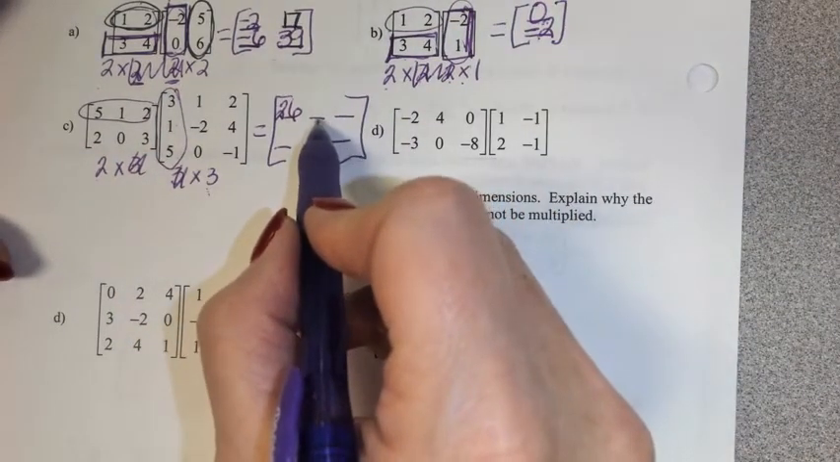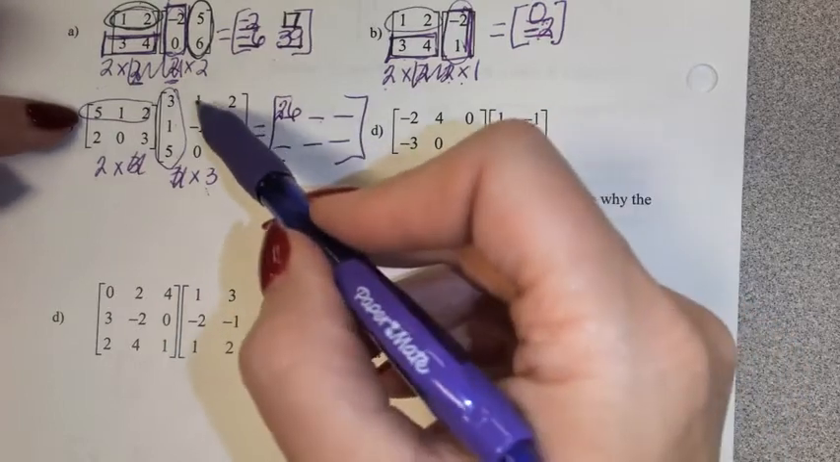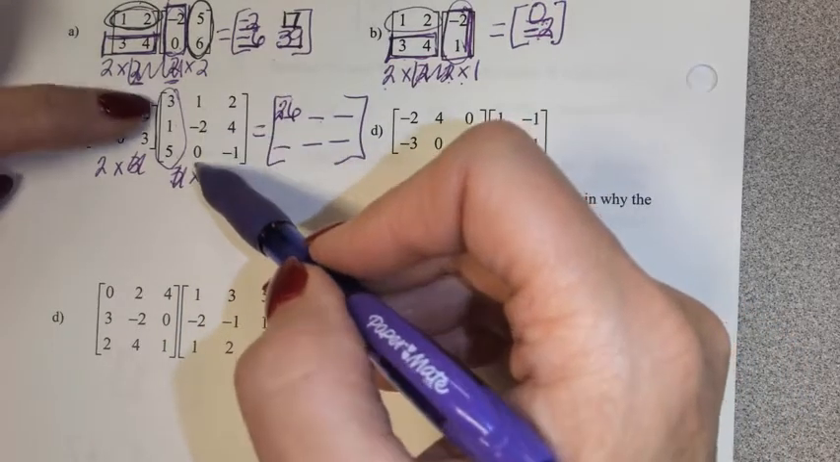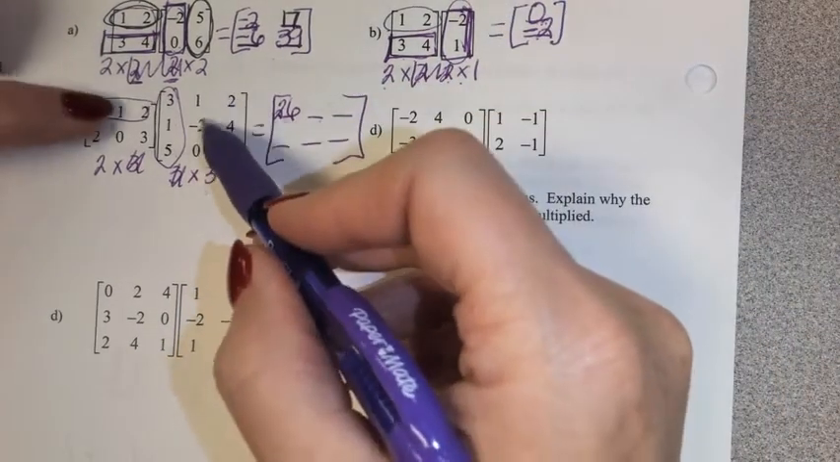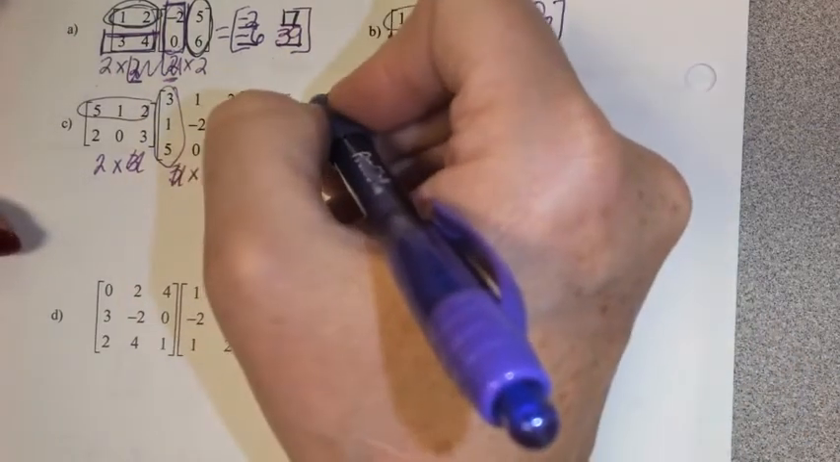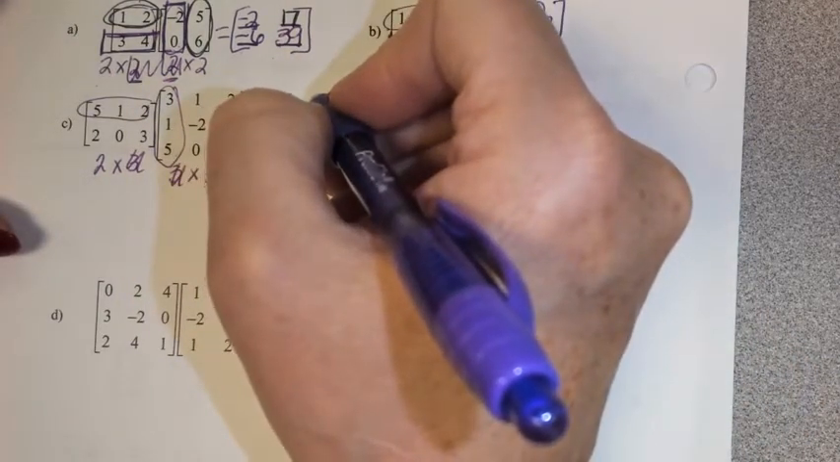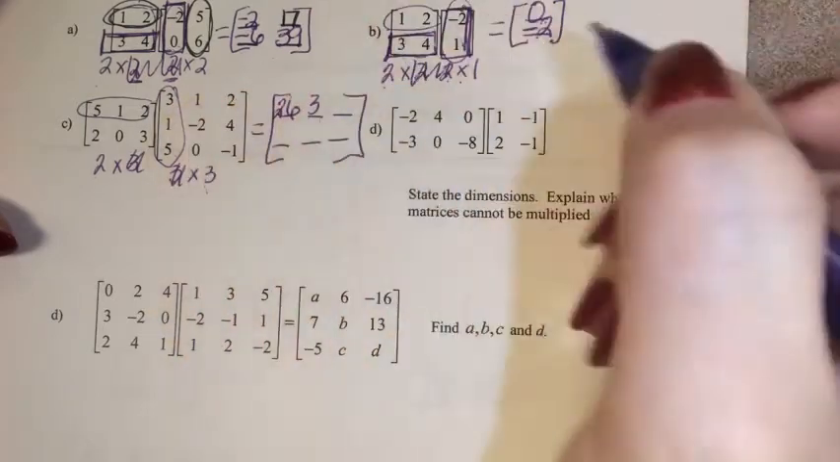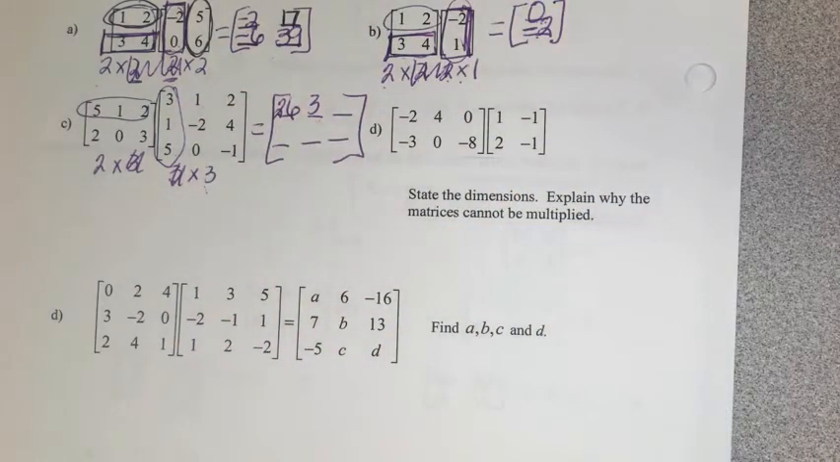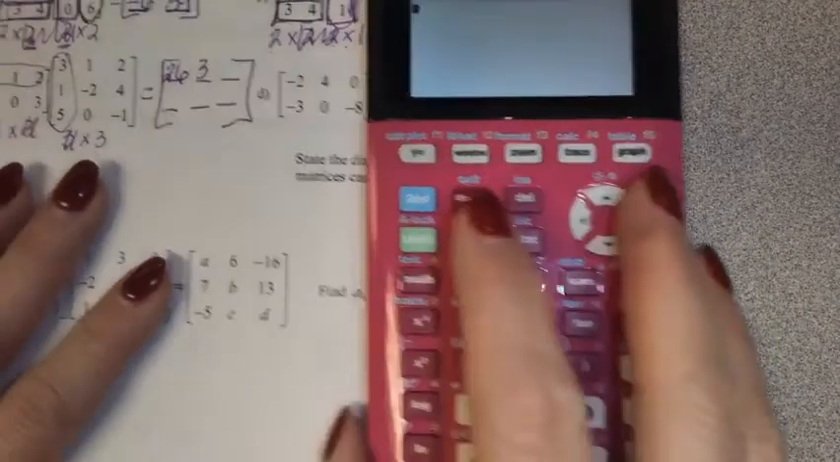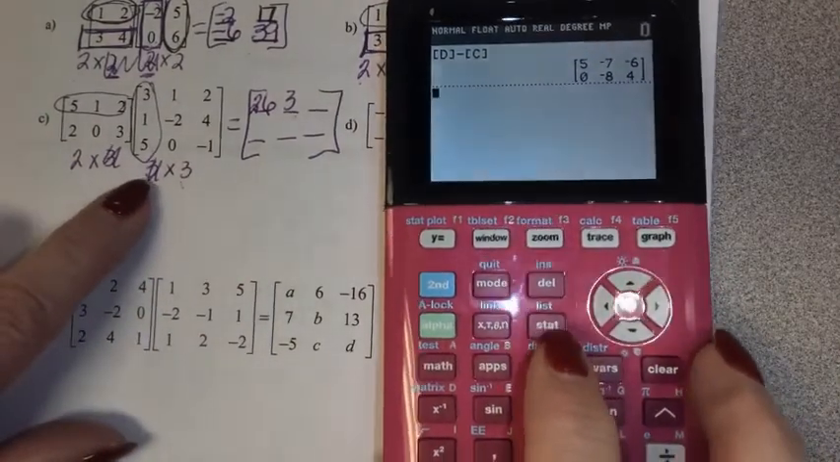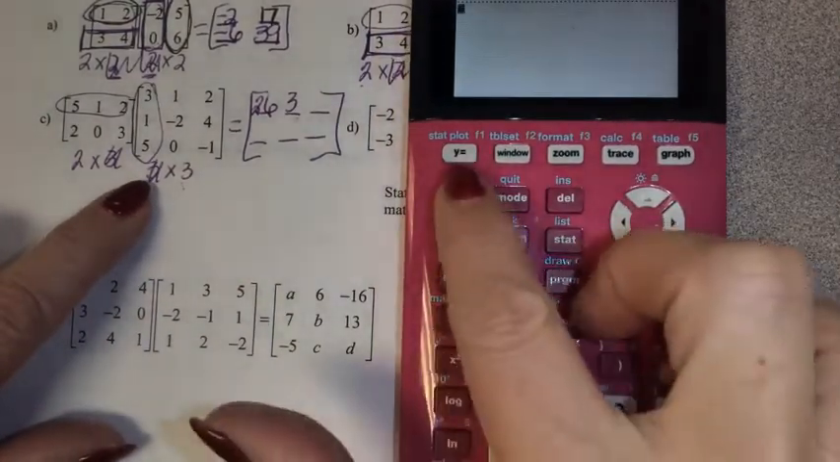All right, let's find the next one. That's in the first row, second column. So I'm going to have to match these up. 5 minus 2 plus 0. Or sorry, 15. No, I was right the first time. 5 minus 2, and then plus 0. That's going to give us 3.